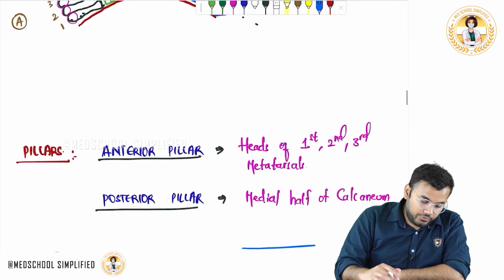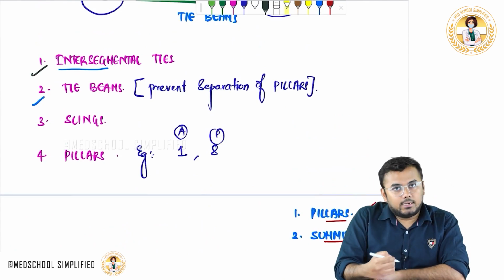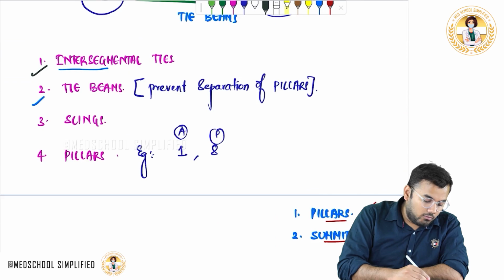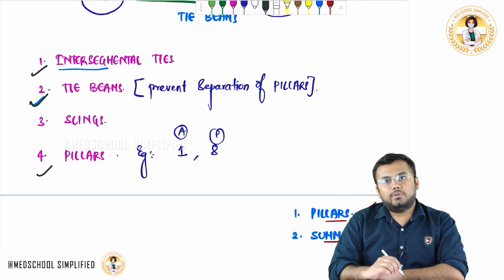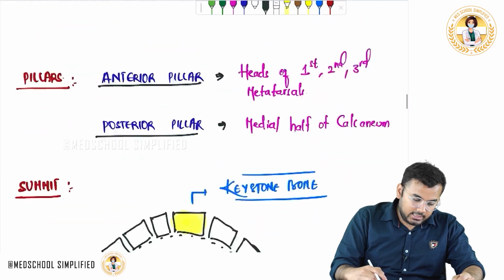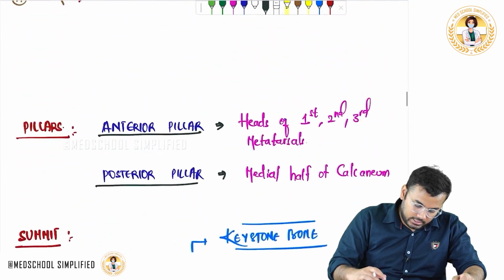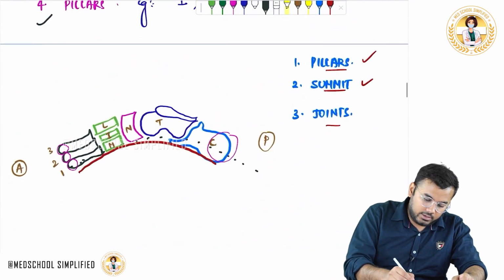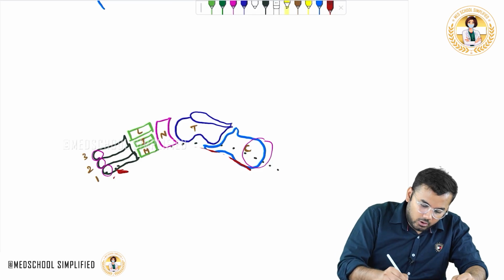So now we understood each and everything. We discussed what the intersegmental ties in the medial longitudinal arch are, what the tie beams are, and we also discussed the pillars. Now we shall discuss what the slings are here, right? Regarding the slings, let me put up this same picture over here, okay? Right, so regarding the slings, from here you have a tendon.